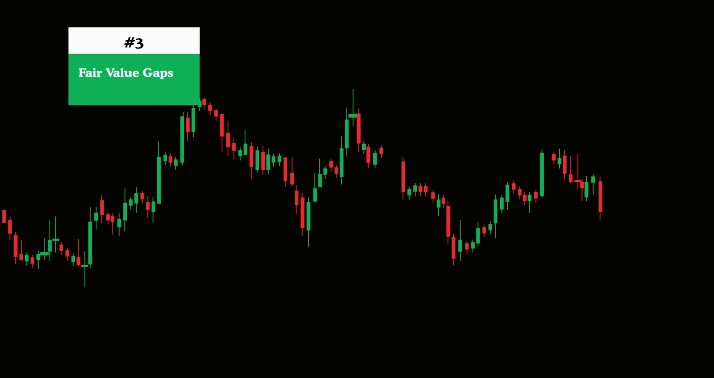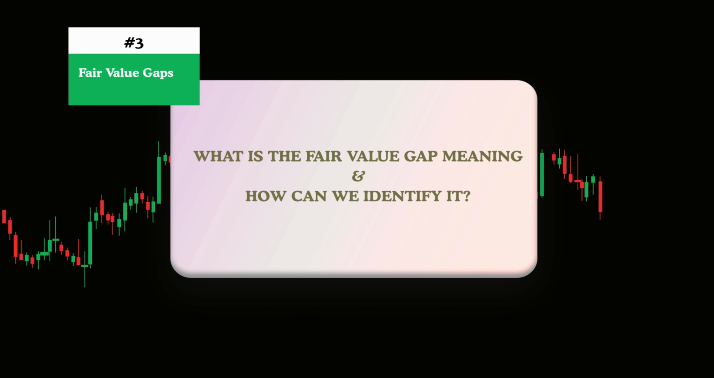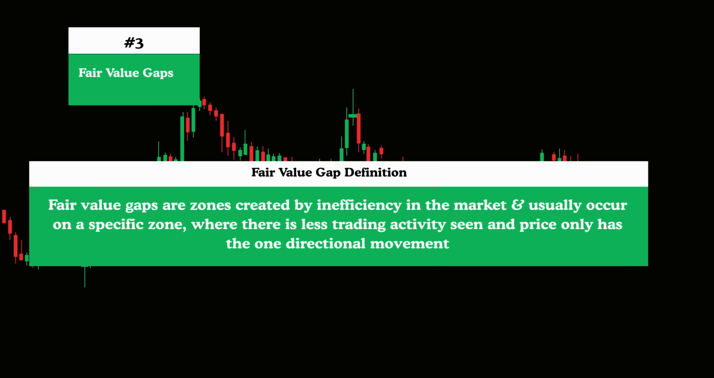So let's dive into the next topic: fair value gaps. What does a fair value gap mean and how do we spot it? Fair value gaps are areas formed due to imbalance in the market and typically appear in regions where trading activity is minimal and price moves in a single direction without much opposition.